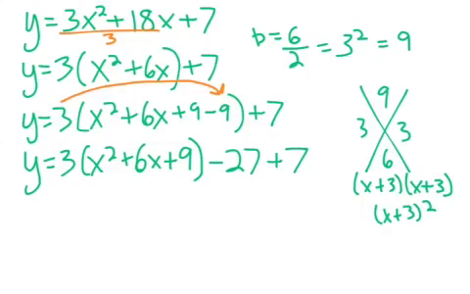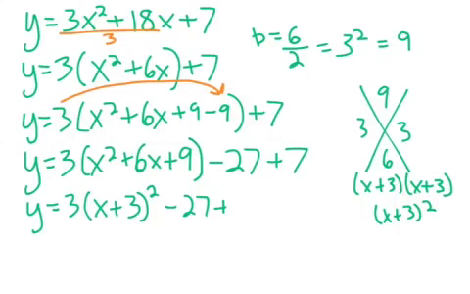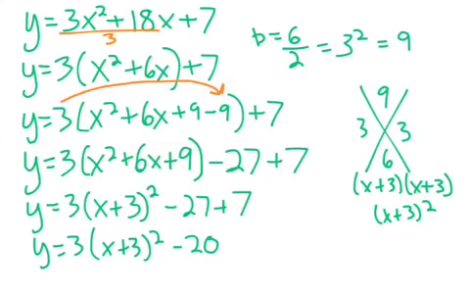So I say y equals 3 times x plus 3 squared. And then I bring down the minus 27 plus 7. Now I've done a lot of work. I'm almost done. All I need to do is to simplify this part. So I say y equals 3, then x plus 3 squared. Negative 27 plus 7 is negative 20. So I've gotten it into vertex form.